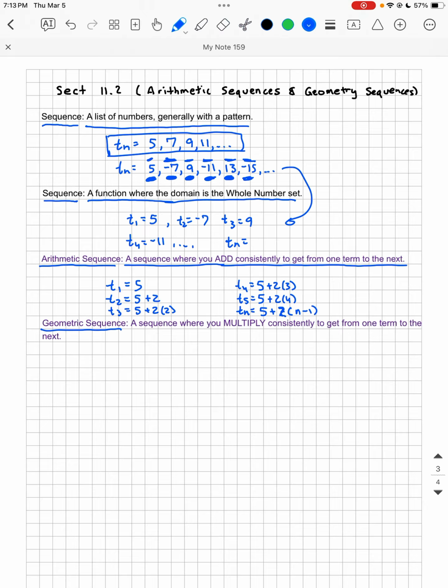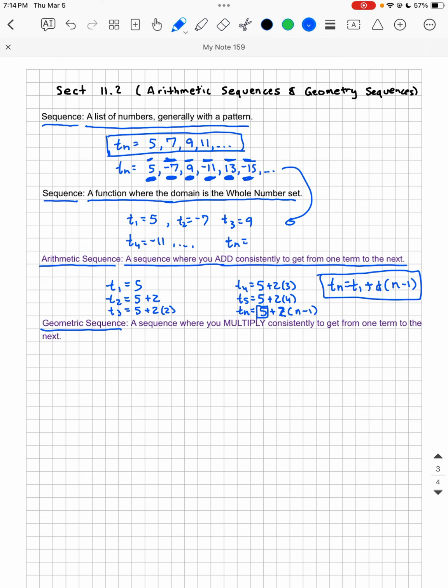To generalize, an arithmetic sequence equation is going to be T of n is equal to, the 5 is really the first term, so that's T of 1, plus 2, which is the difference, the number that you're adding in order to get from one term to the next, multiplied by n minus 1. So this is going to be our general equation for an arithmetic sequence that we can use from here on out.